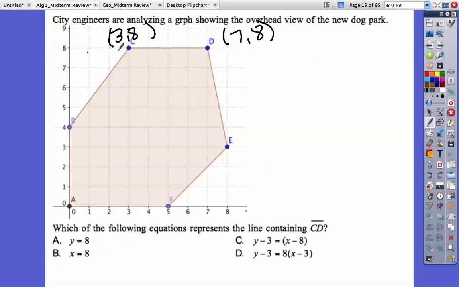Here is a horizontal line. I'm trying to find the equation of the line CD, this horizontal line. My y coordinates are the same. Y equals 8. A is the correct answer.